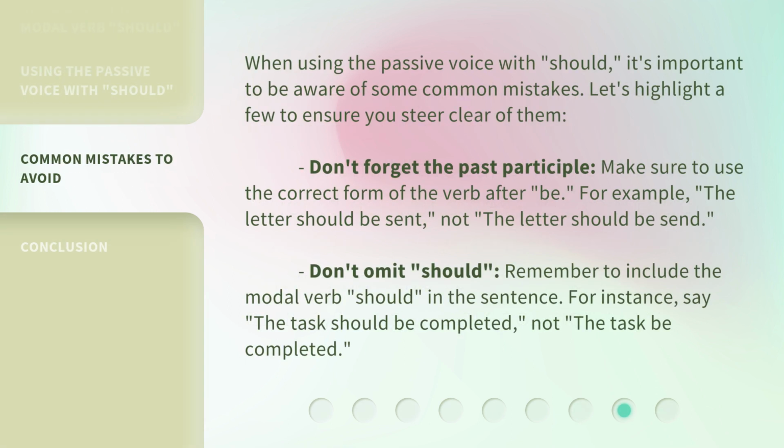When using the passive voice with should, it's important to be aware of some common mistakes. Let's highlight a few to ensure you steer clear of them. Don't forget the past participle. Make sure to use the correct form of the verb after be. For example, the letter should be sent, not the letter should be send. Don't omit should. Remember to include the modal verb should in the sentence. For instance, say, the task should be completed, not the task be completed.